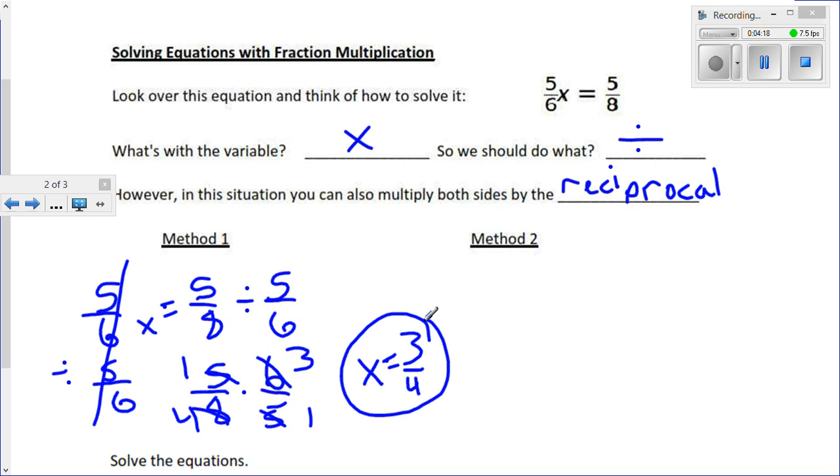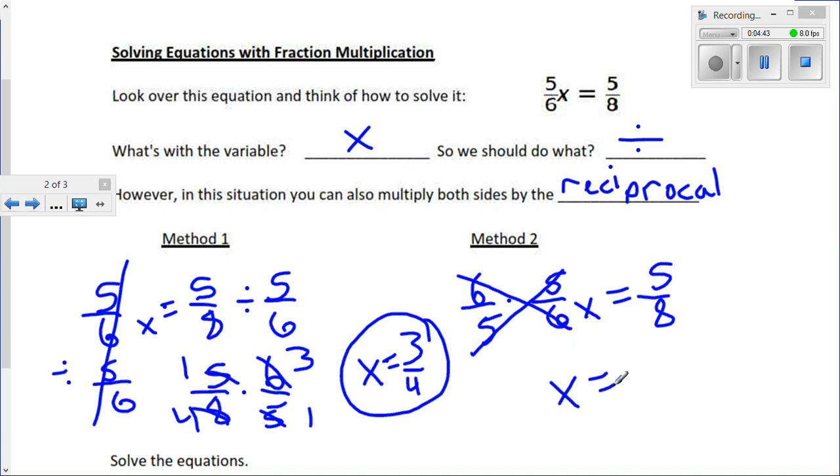The second way is, instead of dividing, you can multiply by the reciprocal of whatever the fraction is being multiplied by the x. So 5/6 is being multiplied by x here. And we can just multiply both sides by that reciprocal, by 6/5. Now the reason this works is because when you multiply by the reciprocal, it makes that become 1. Because when you cross-reduce the 6's and the 5's, they become 1, and you're left with x, which is our goal. But if you did it on the left, you got to do it on the right.